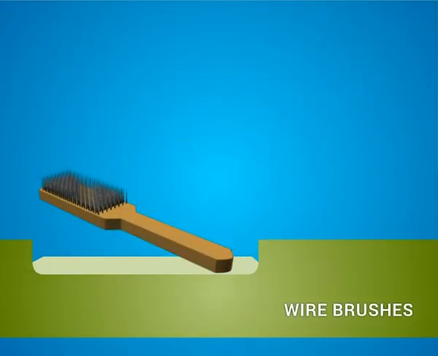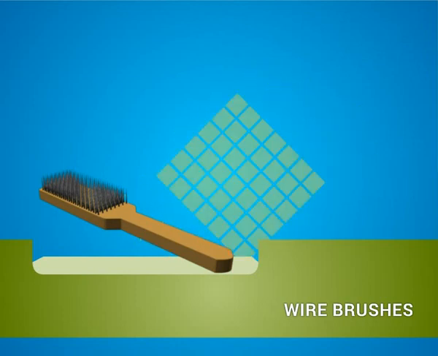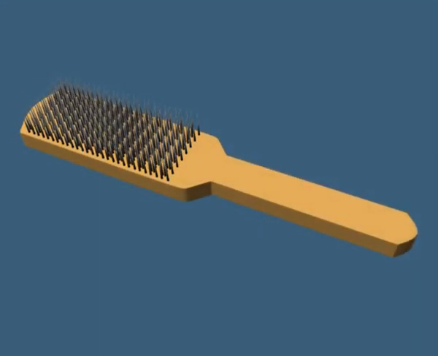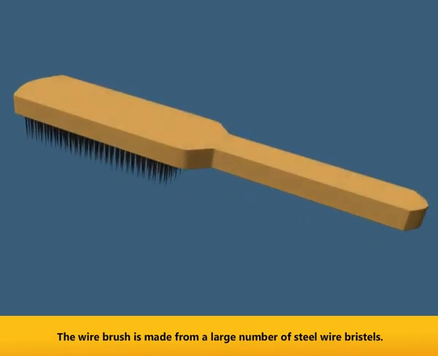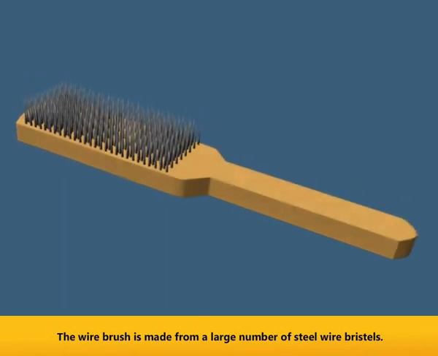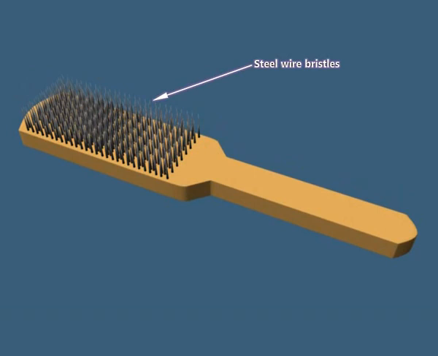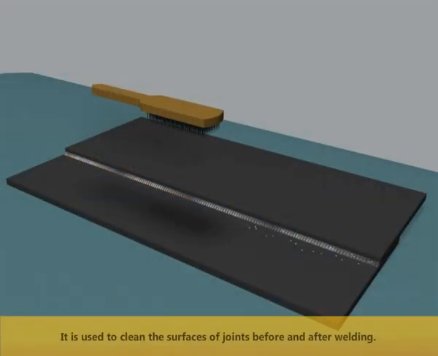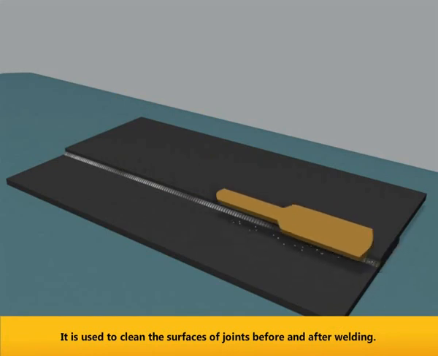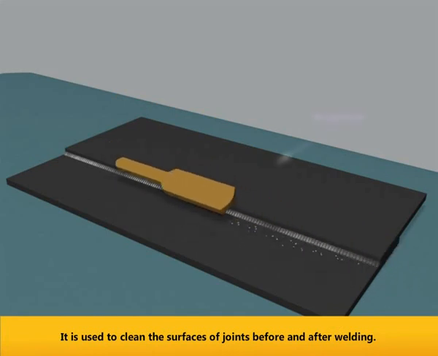Wire brushes. A visual representation of a wire brush is shown in this video. The wire brush is made from a large number of steel wire bristles. It is used to clean the surfaces of joints before and after welding. We will see the use of tongs in the next video.